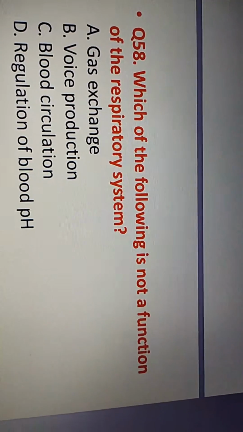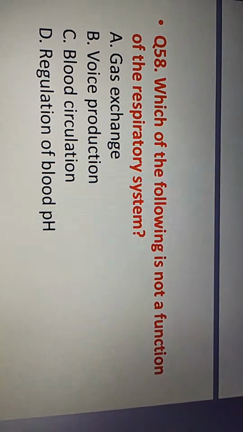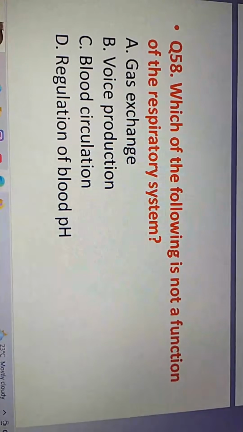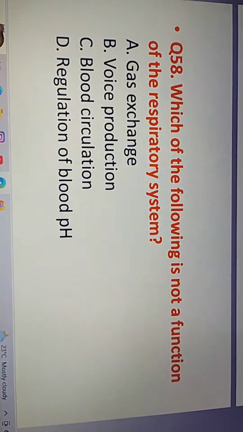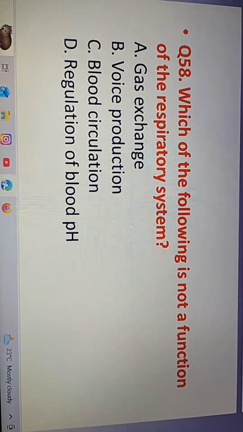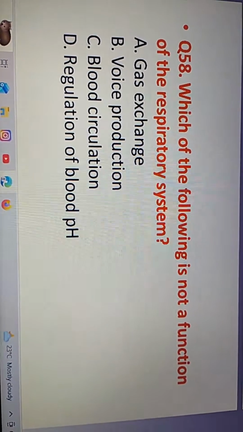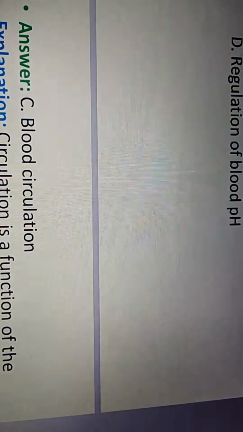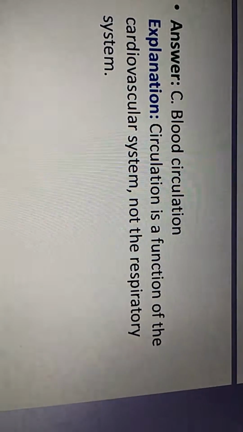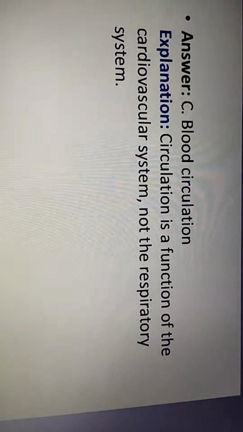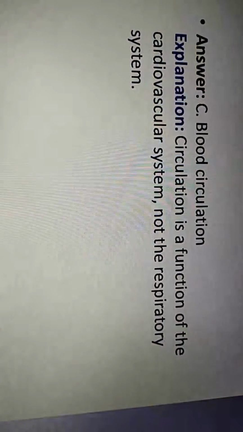The next question. Which of the following is not a function of the respiratory system? Option A gas exchange, option B voice production, option C blood circulation, option D regulation of blood pH. The correct answer is option C blood circulation. Circulation is a function of the cardiovascular system, not the respiratory system.